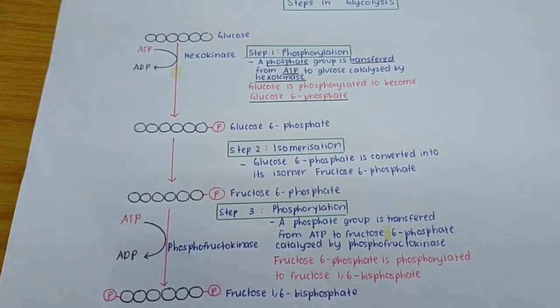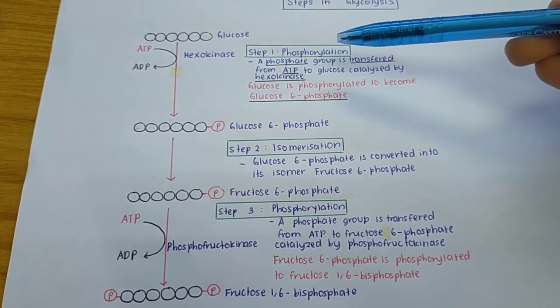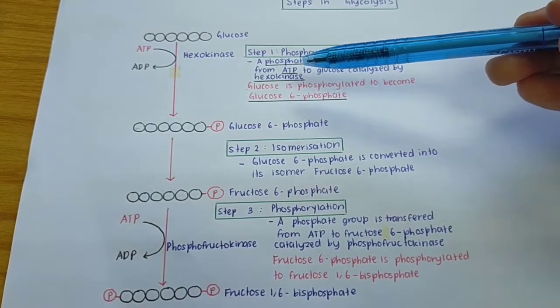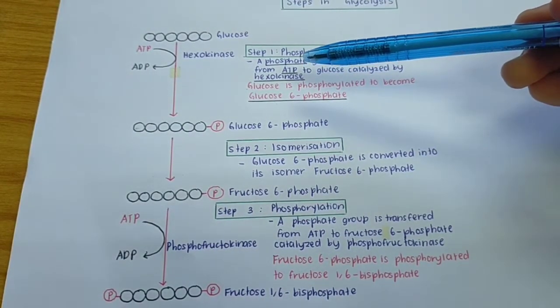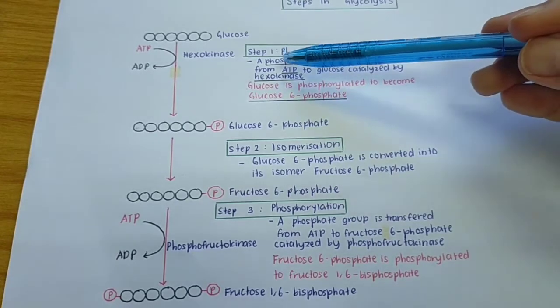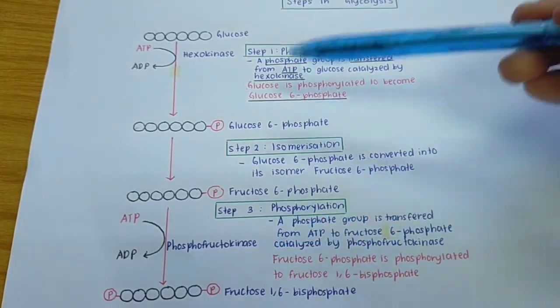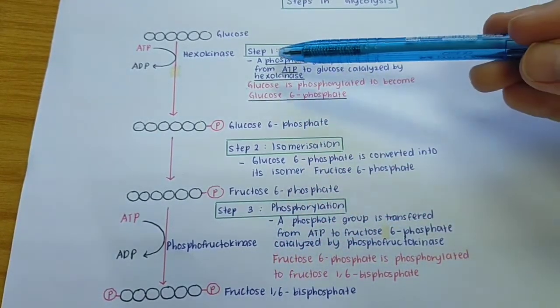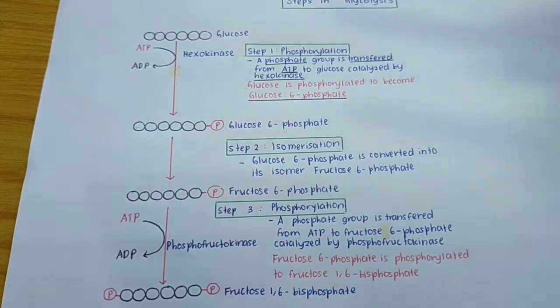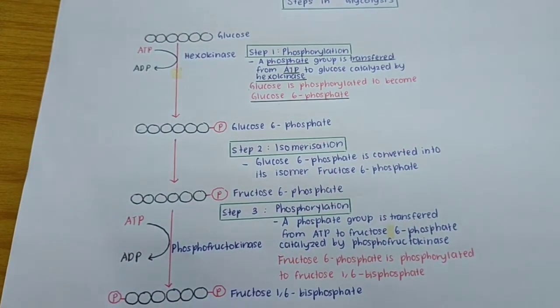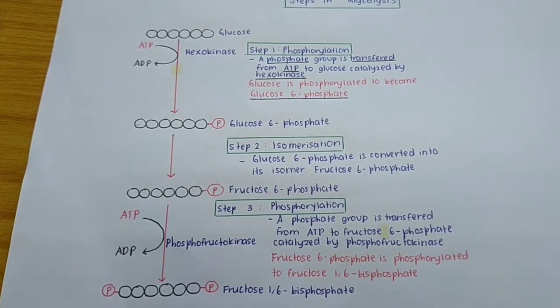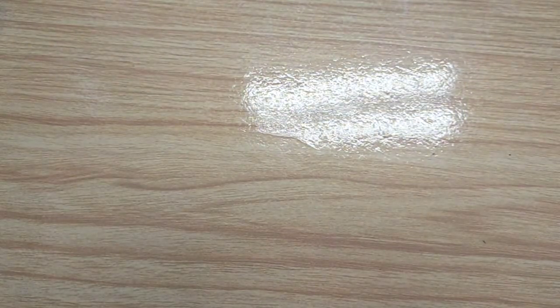Okay, so if you look at this step, di sini kita dah ada 2 step di mana kita gunakan ATP, which comes from step 1 and also step 3. So setakat ni kita dah gunakan 2 ATP. So you have to remember, this is what we call the energy investment phase. Okay, so now we proceed to step 4.